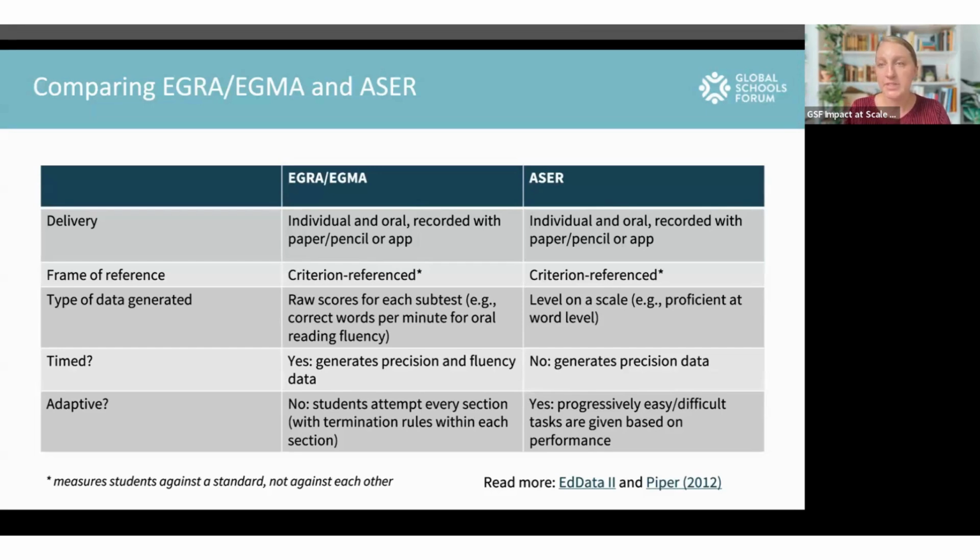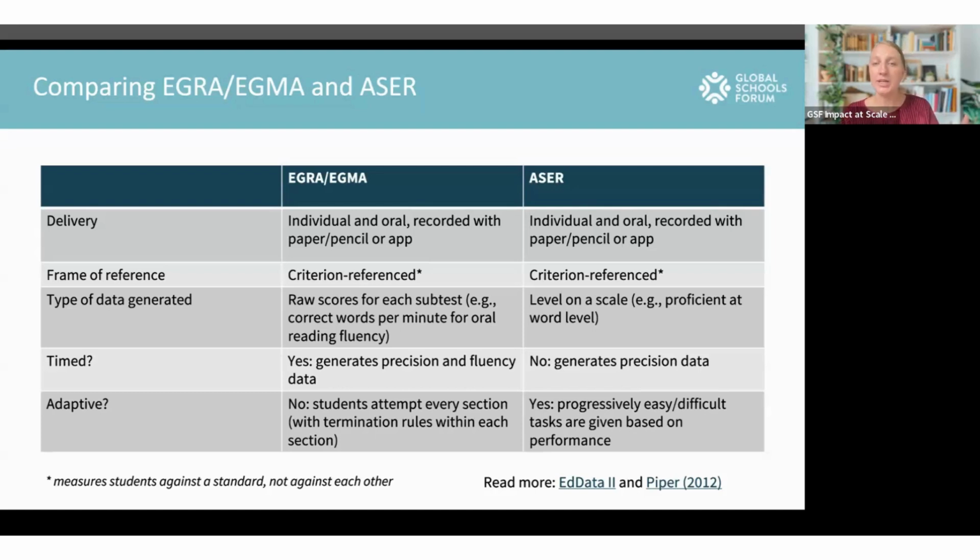You get very different kind of data from these two types of assessments. EGRA and EGMA give you raw scores for each subtest, whereas with USSER, you just get a level on a scale. A child could be proficient with letters or proficient with words, according to the different levels that are there. EGRA and EGMA are timed, so you get precision data and fluency data, connecting back to the Global Proficiency Framework. With USSER, since it's not timed, you only get precision data.